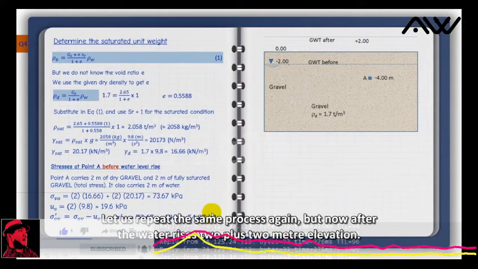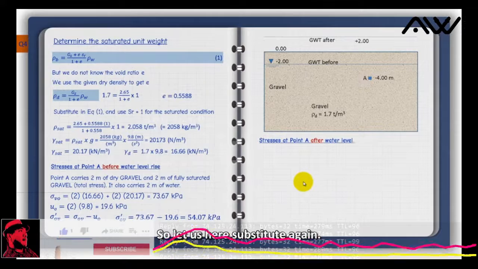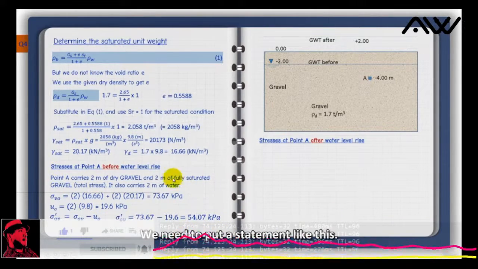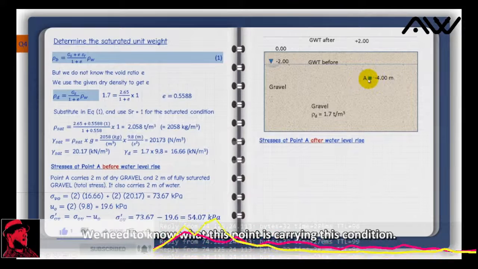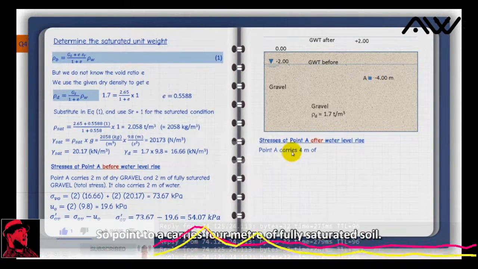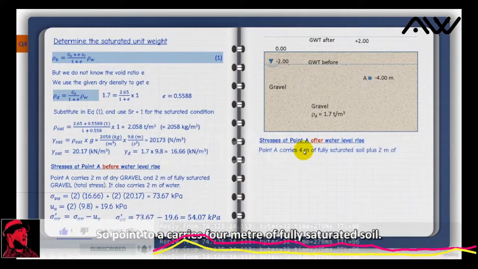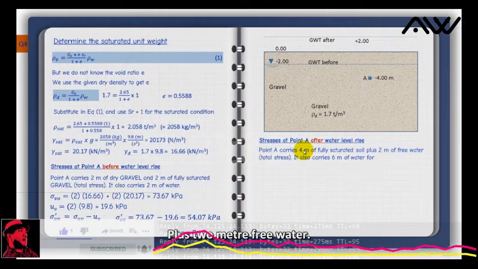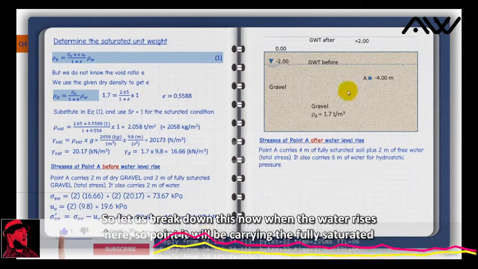Let us repeat the same process again, but now after the water rises to plus 2 meter elevation. So let us here substitute. Again, we need to put a statement like this. We need to know what this point A is carrying at this condition. So point A carries 4 meters of fully saturated soil plus 2 meters of free water. So let us break down this.